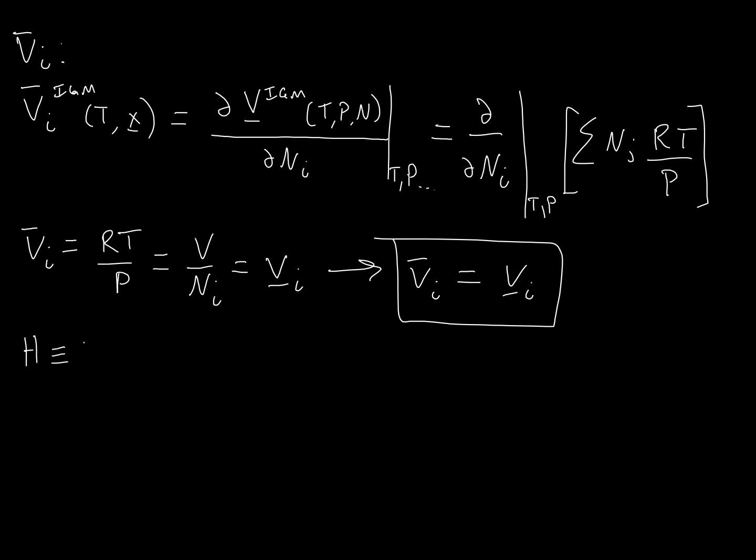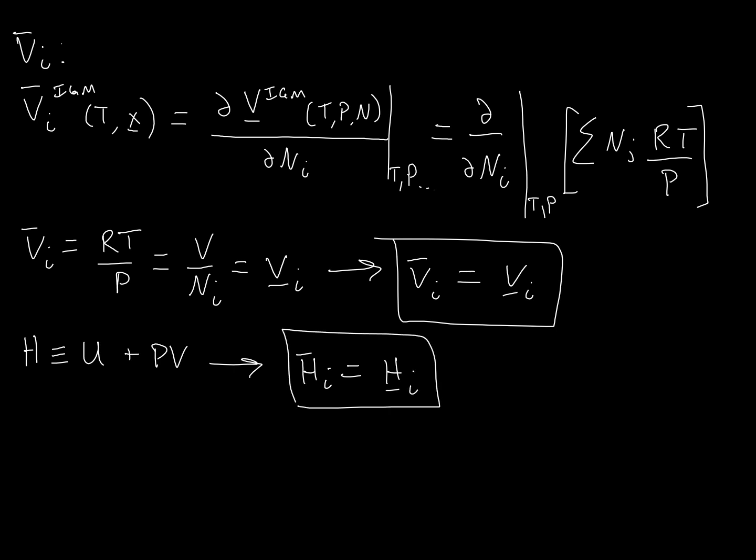H is defined as U plus PV, so we can just say that H over bar of I is equal to H under bar of I as well. Right, because remember, the partial molar properties are at constant pressure. So this P here doesn't factor into it because it's constant. This is based on how we formulated the partial properties.